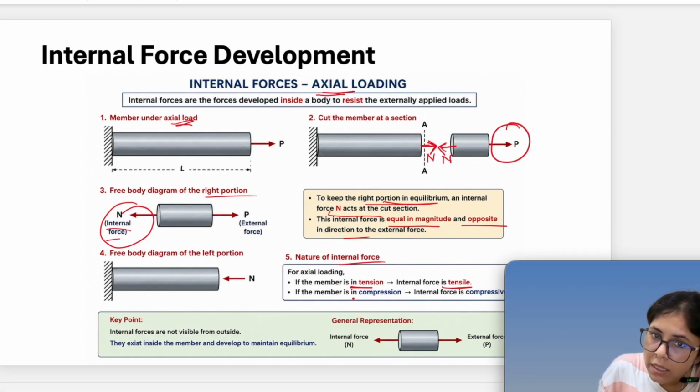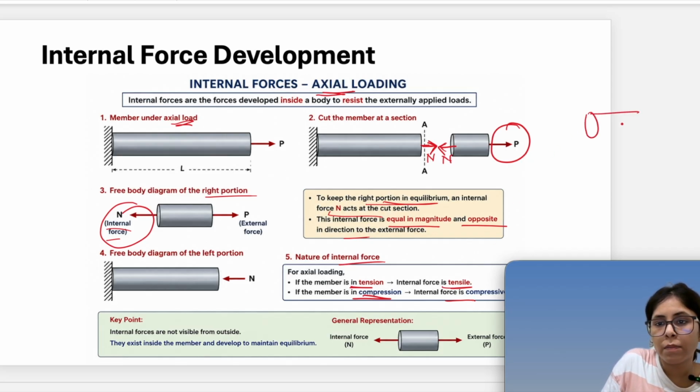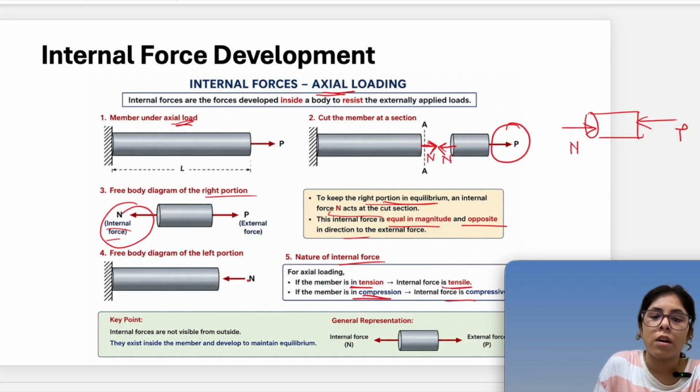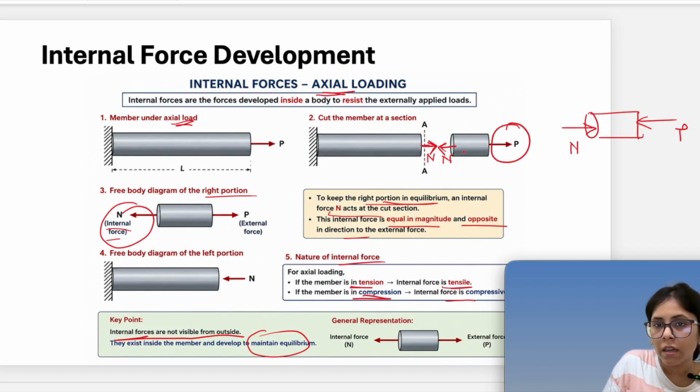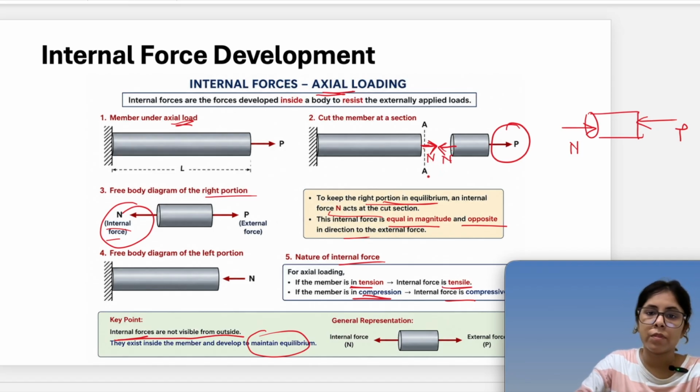If the member is in compression, the internal forces are compressive. For example, if in this portion the force was something like this, then this will also be generated in compression only, right? So this is how things work here. And the major thing is internal forces are not visible from outside. Only if we cut a cross section can we see this. And why is it not visible? To maintain the equilibrium, because externally at the end, these both ends are cancelling each other out. So these are the internal force developments that will happen.